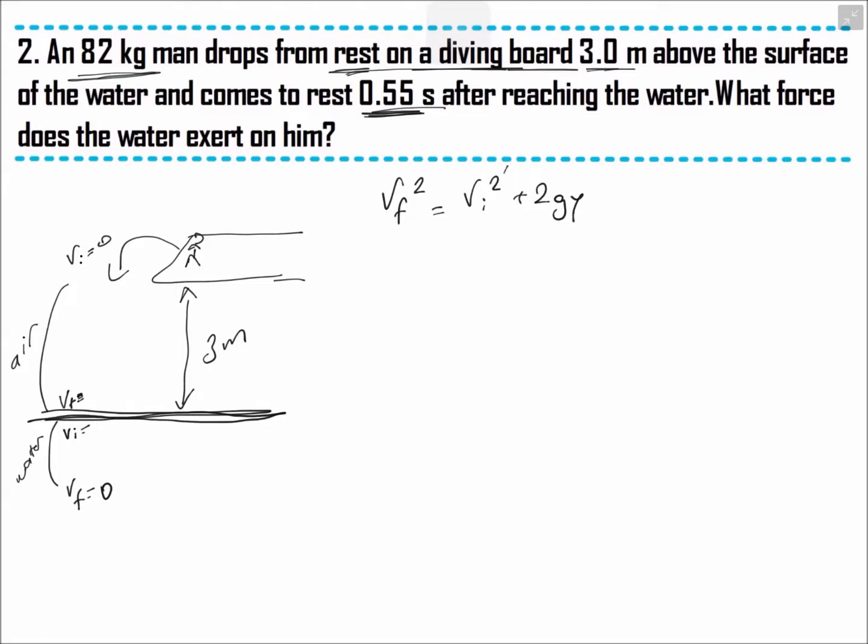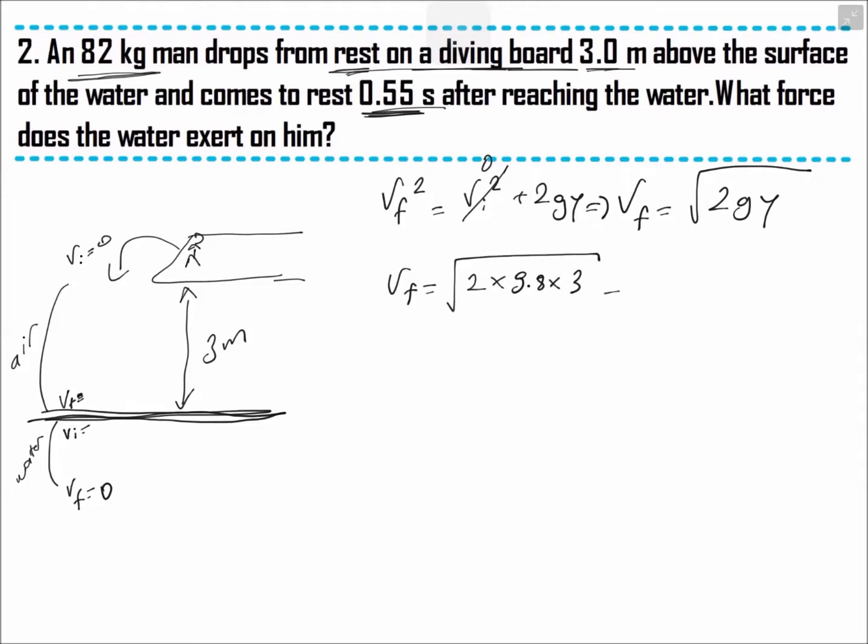And the initial velocity in the air is 0. So V final will be equal, if we take the root of both sides, the square root of 2gy. If we substitute the numbers, the square root of 2 times 9.8 times 3, it will be positive or negative 7.7 meters per second, because it is a square root. How do we decide the sign of the velocity? It is downward. Downward means negative y direction, so the result must be negative 7.7 meters per second.